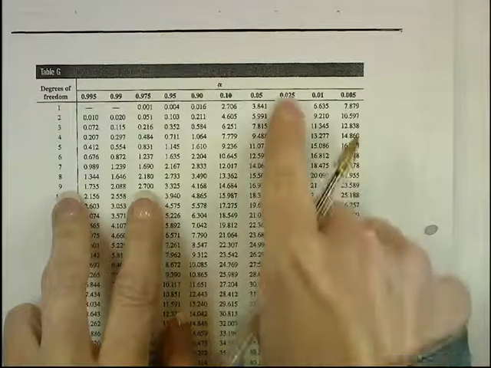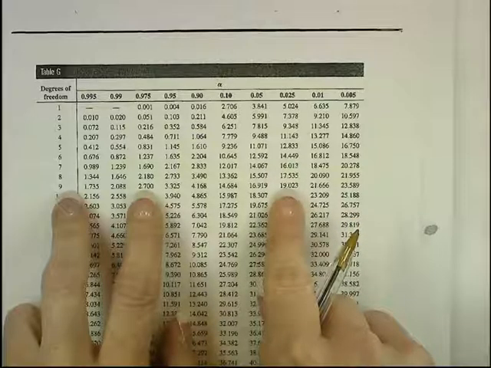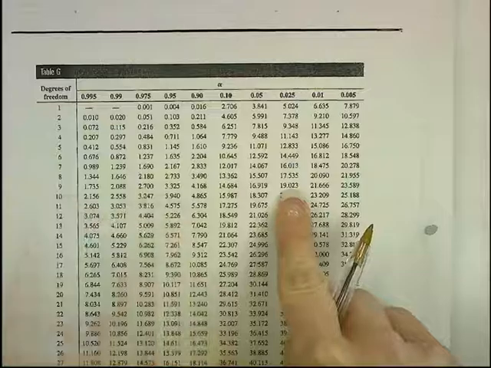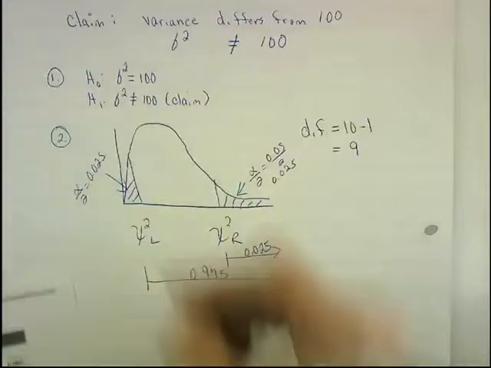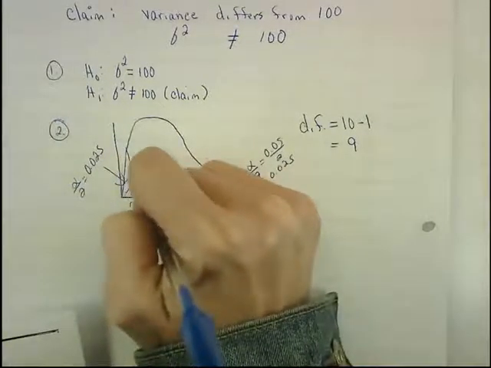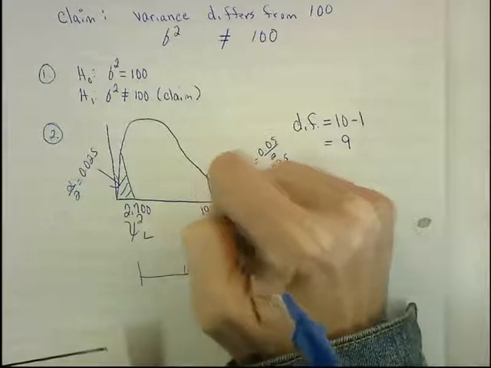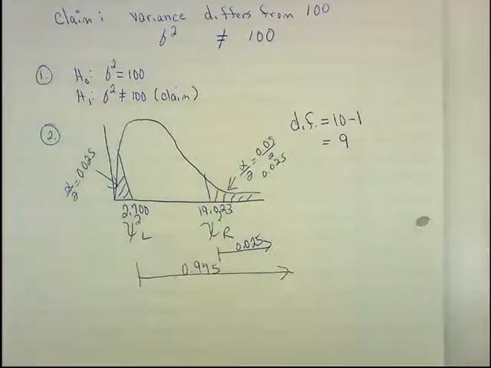So area above chi-square from the right, and then area above chi-square from the left. And I'll write those two values in, 2.700, 19.023. Test statistic time.